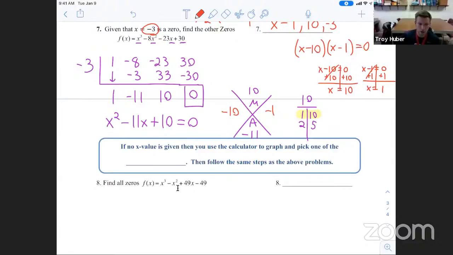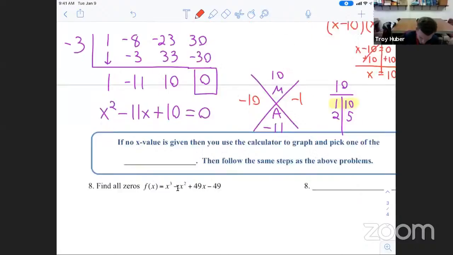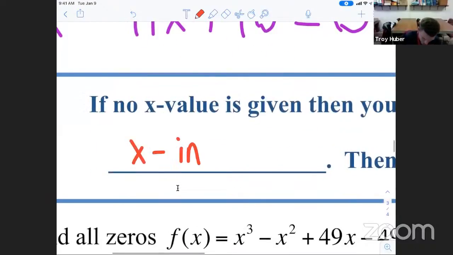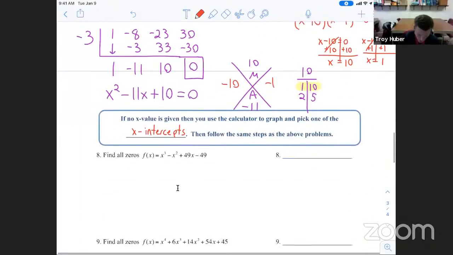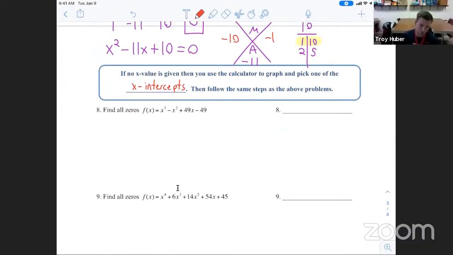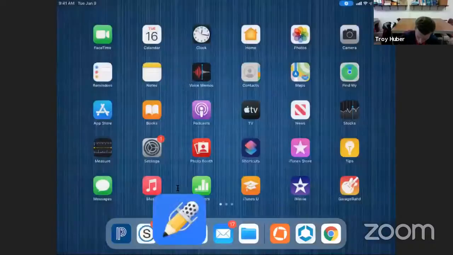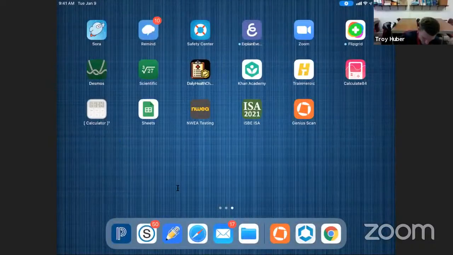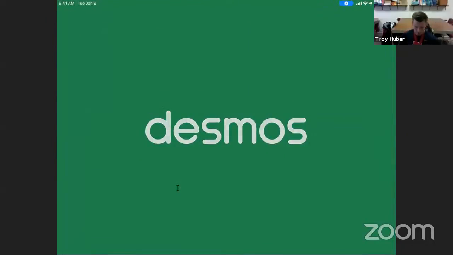Okay, now if no x value is given, then you have to use your calculator to graph and pick one of those x-intercepts, and then you just do the same thing. All right, so we look at the x-intercepts. If you're having trouble on these problems, I like an app called Desmos. That app looks like this here in the green.